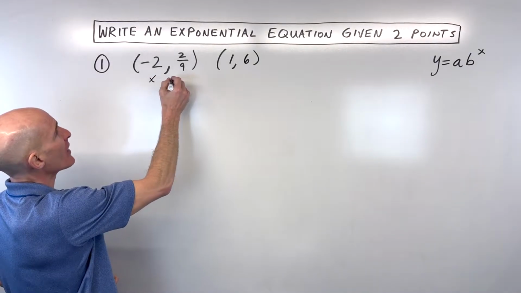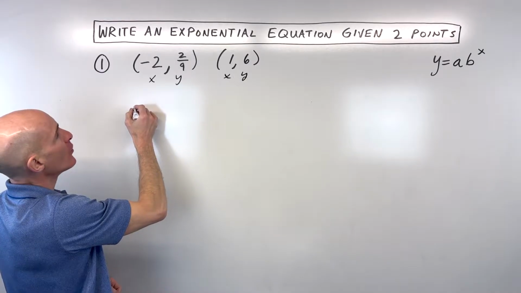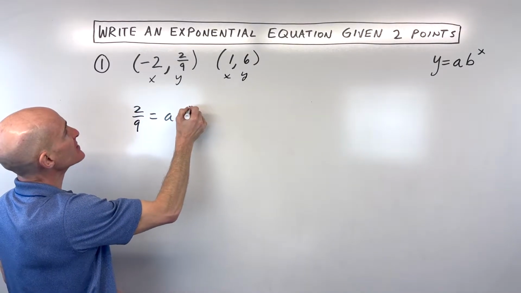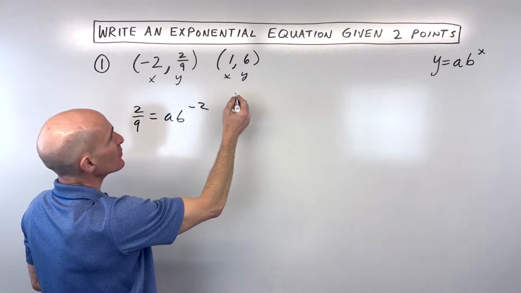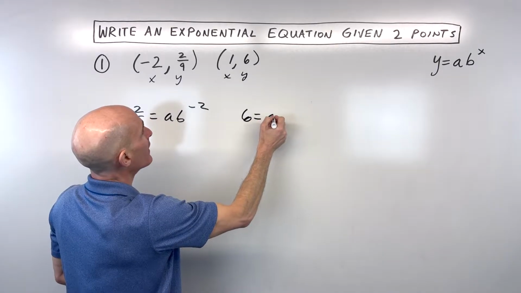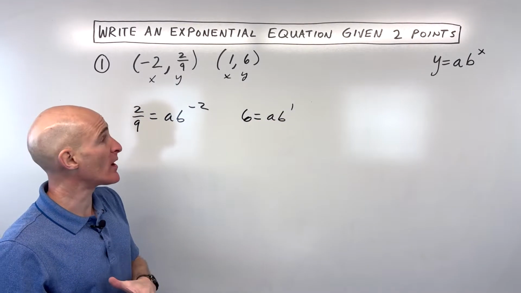So I'm going to say this is our x and y, so we can see that when y is 2/9, x is -2, that's one equation, and we can see here when y is 6, x is 1. So we have two equations. This is our system that we want to solve.